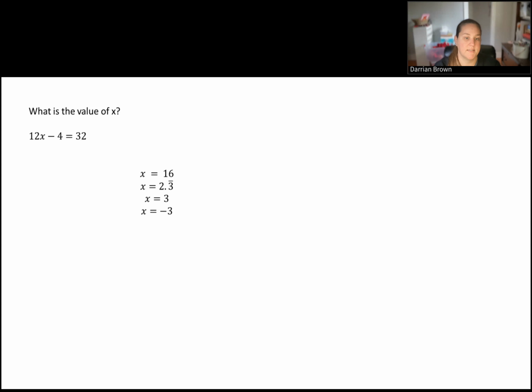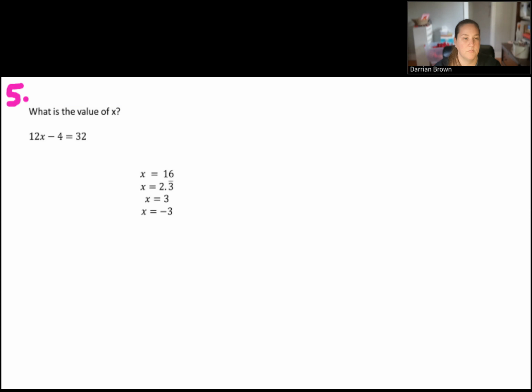This is slide 6, which means it is number 5. It says, what's the value of x? So we're just solving for x for this one. So we have 12x minus 4 equals 32. We need to get that 4 to the other side.